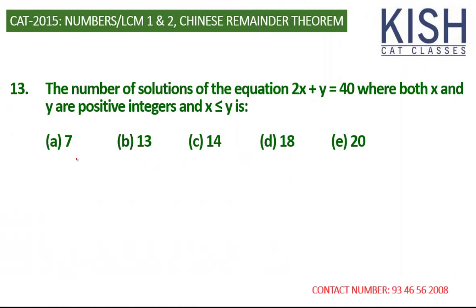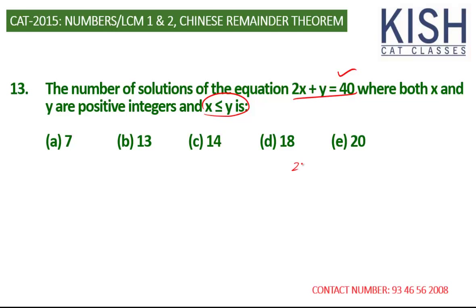Let's solve the final question. The number of solutions of the equation 2x plus y equal to 40, where both x and y are positive integers and x is less than or equal to y. There are two conditions here. They are positive integers, that's very easy, and also we need to find x less than or equal to y.